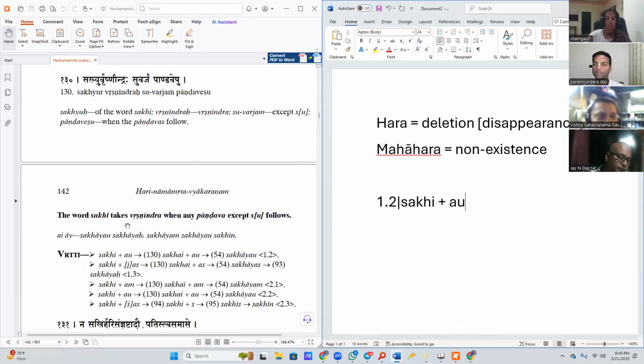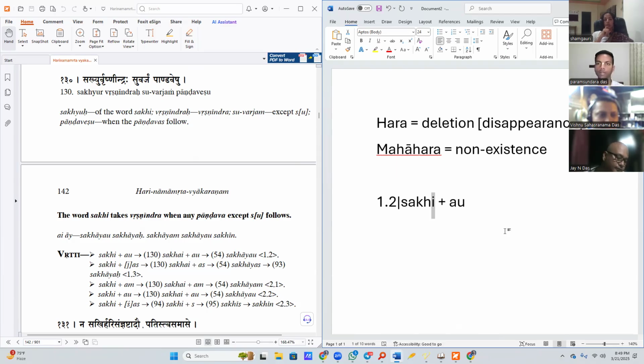Anyone? The suffix takes Vrishnendra maybe. No, no. The last letter takes the Vrishnendra. Like in Sakhi, the last letter is E Rama. So E Rama will take the Vrishnendra, right? In Hari, E Rama took the Govinda. So when we say Sakhi takes Vrishnendra, Hari takes Govinda, it means the last letter of that word.